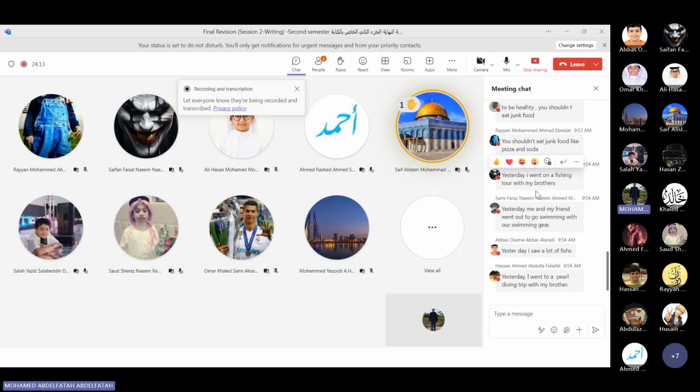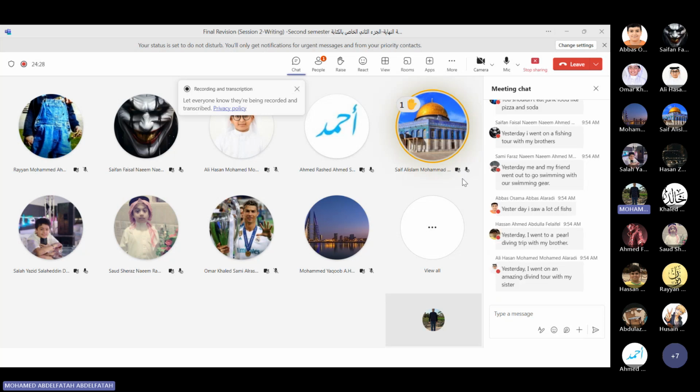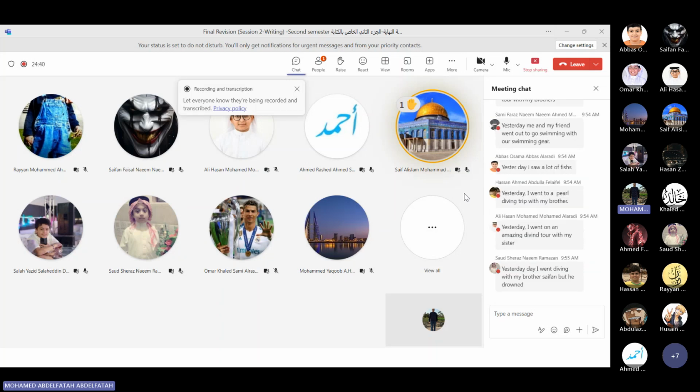Yesterday, I went on a fishing tour with my brothers. Thank you, Sifan. Good. Sammy says yesterday, me, say my friend and I. Okay, not me. I and my friend went out for swimming, or to go swimming, say for swimming, okay, with our swimming gear. Okay, no problem. Yesterday I saw a lot of fishes, a lot of fish. Don't say fishes, Abbas, and try to add more words. Bravo. Anyway, bravo. Hassan, yesterday I went to a pearl diving trip with my brother.